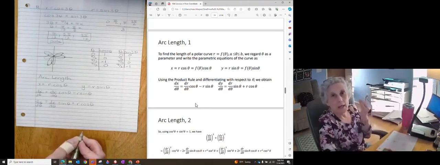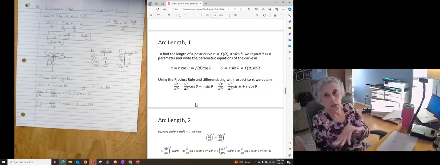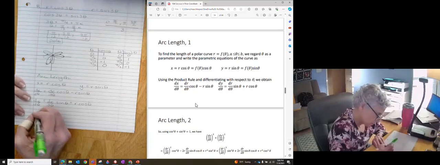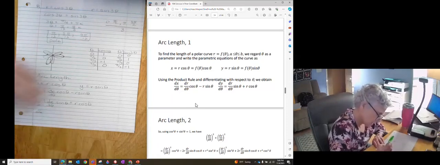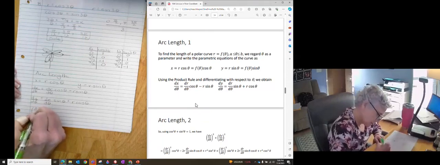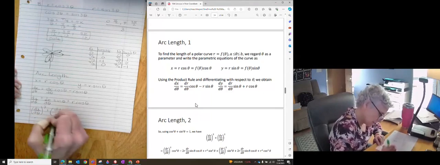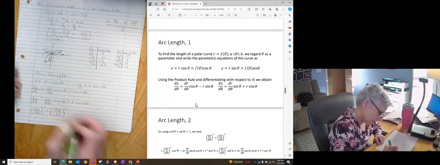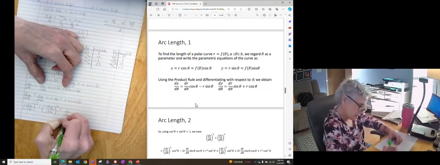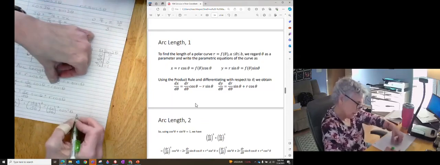What we want to do is square them and add them together so we can use the formula for arc length that we learned back in the parametric section. So we need the square root of (dx/dθ) squared plus (dy/dθ) squared. So I square this. I have (dr/dθ) squared cosine squared theta.